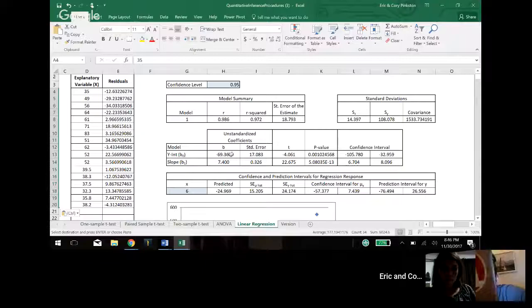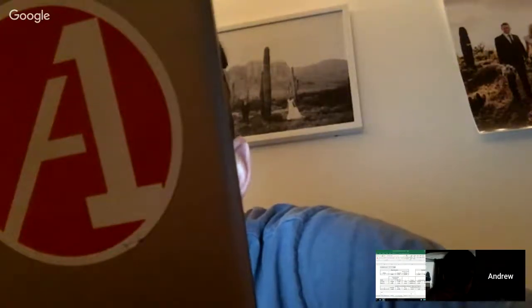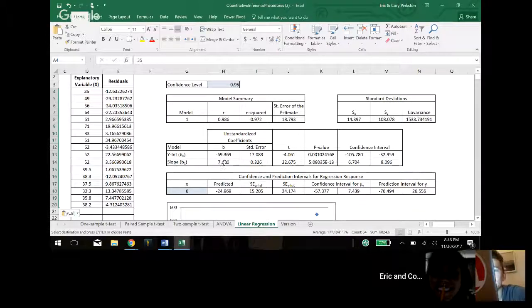Look right here. Negative 69. Yeah, negative 69. It says y-intercept. It's the B. Yeah, do you see it on my screen? It's right here. Yeah, your screen's tiny. Mine's so much bigger. Well, then what is this? So then I was wrong. What is R value?